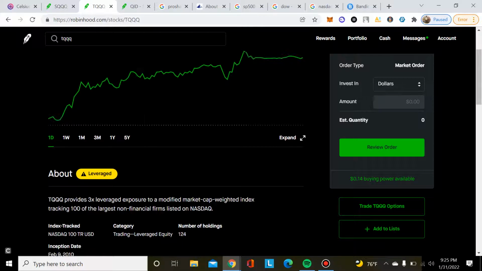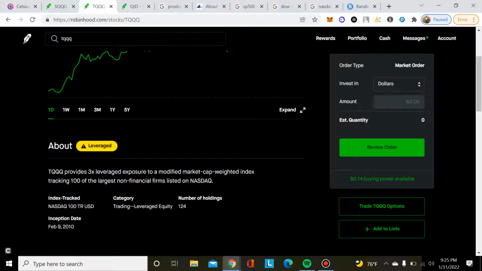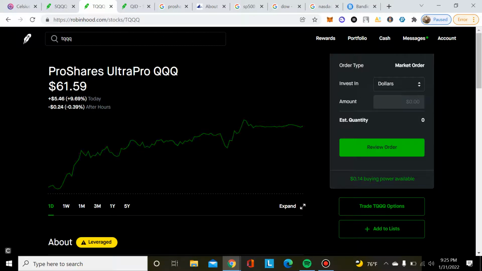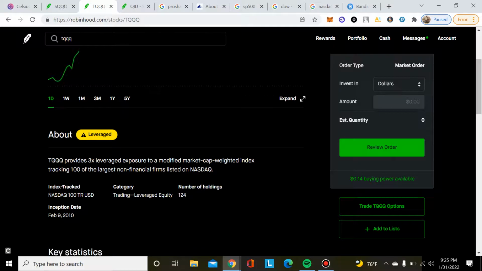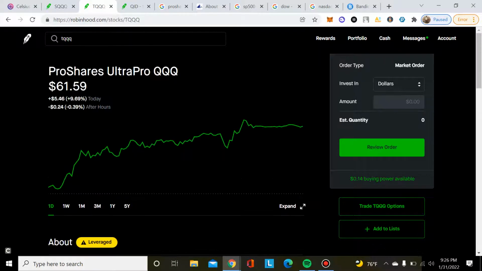Another one is the TQQQ. This one is different. It provides you 3 times leveraged exposure to the QQQ. So if the broader market is going up, and you have stocks like Apple, Microsoft, Facebook, Tesla all going up, if you were to play the TQQQ, that's how you would get 3 times leveraged exposure to the QQQ. So on a day like today, where almost the entire market was going up, if you were to play the TQQQ, you would have made money.